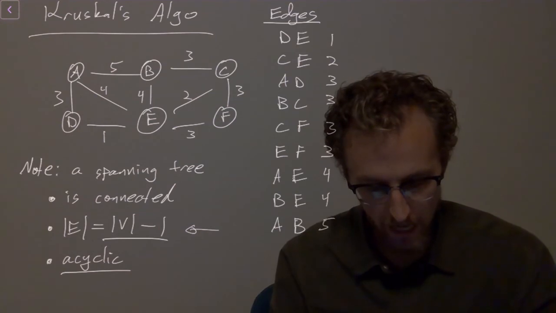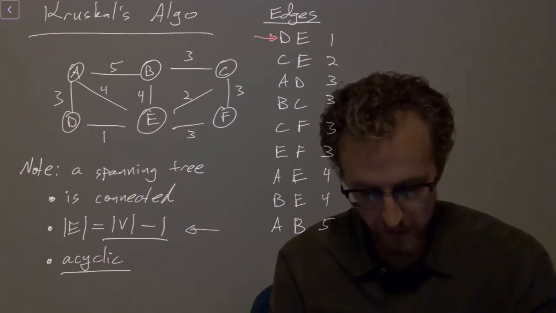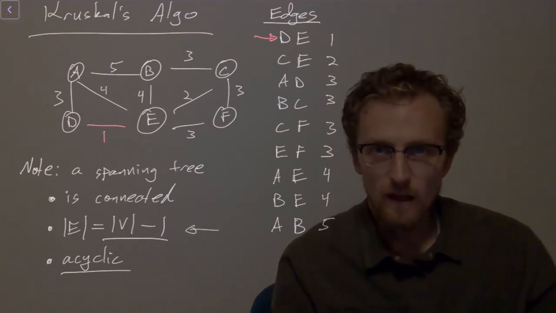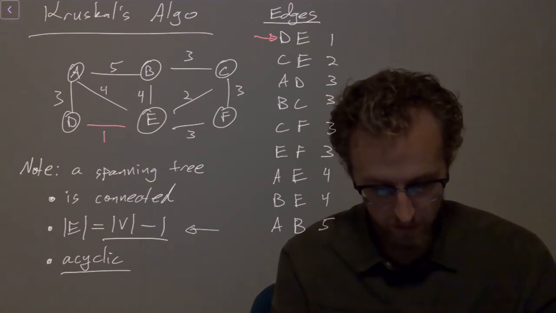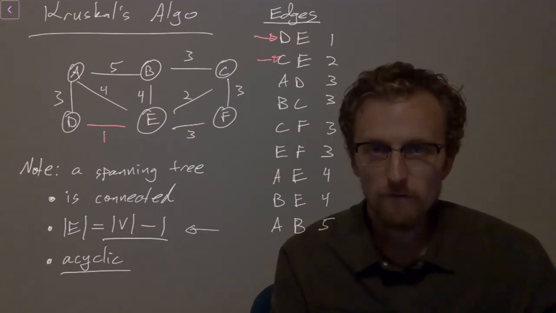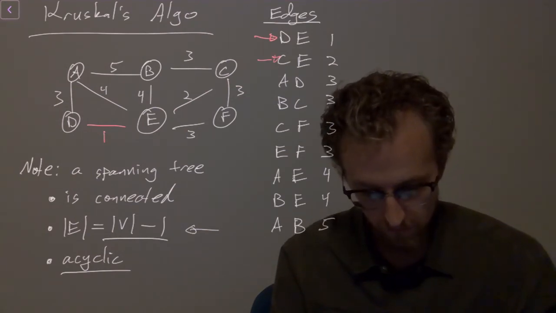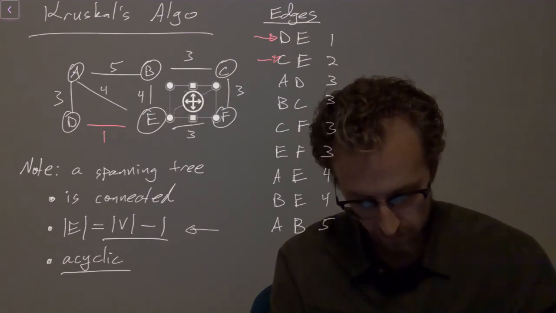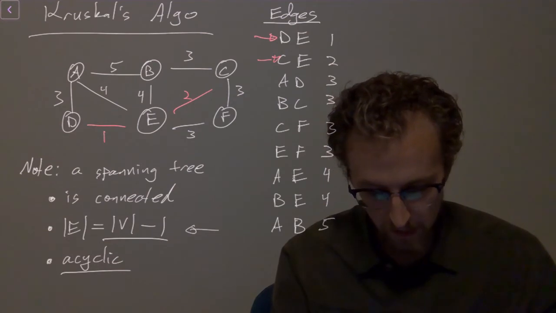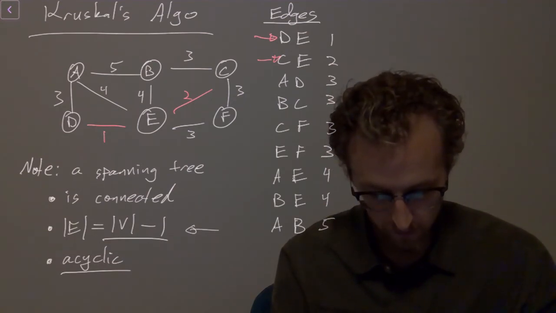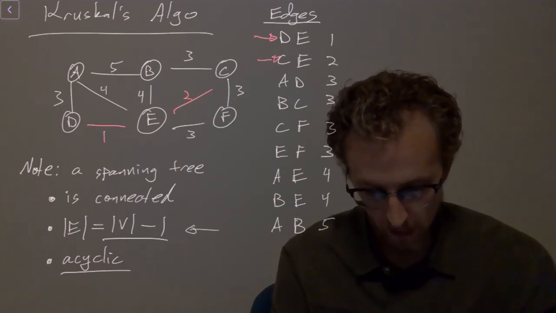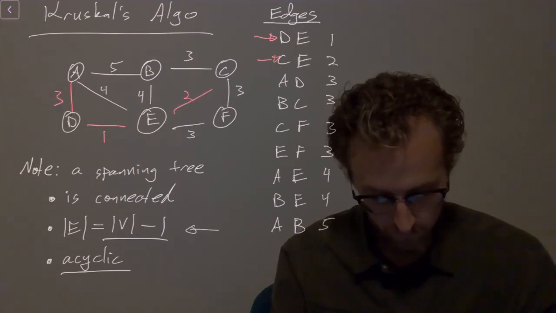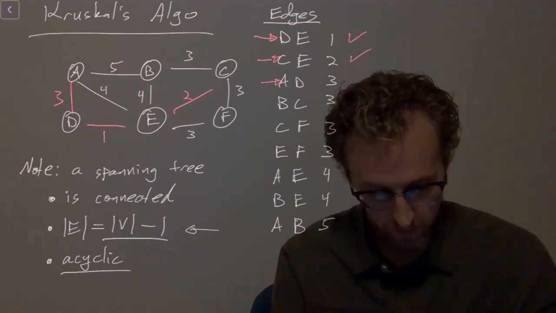The first edge we add is this one. We always add the lowest weight, so we add that edge. Then we look at CE and ask, does CE create a cycle? If it does not, and here it can't because there are only two edges in the graph, then we add it. So CE gets added. Now we look at AD and ask, does AD create a cycle? It does not, so we add it. So we've added these three edges.